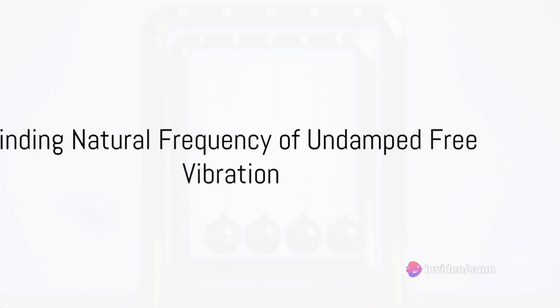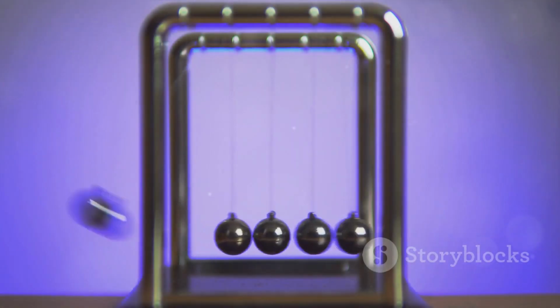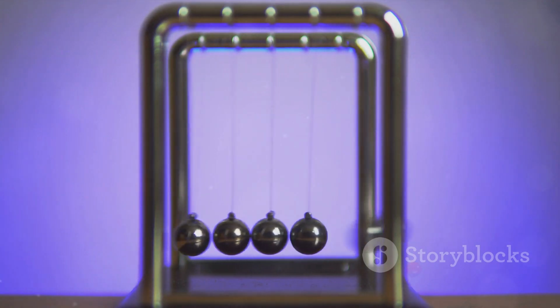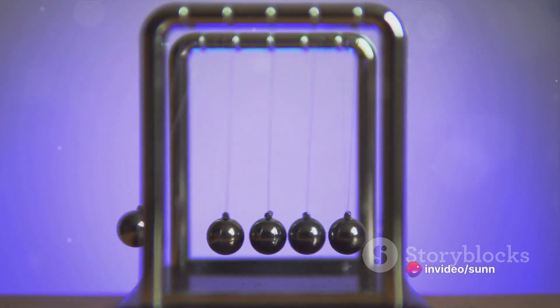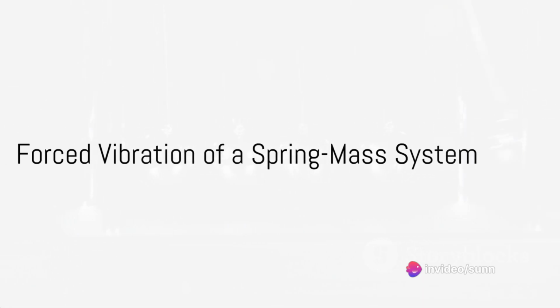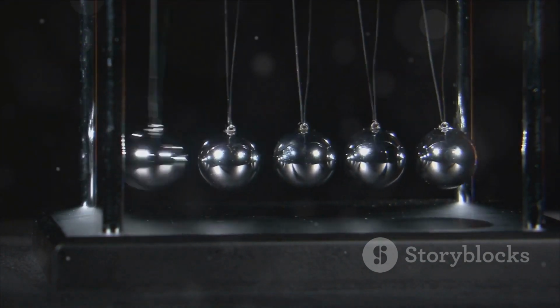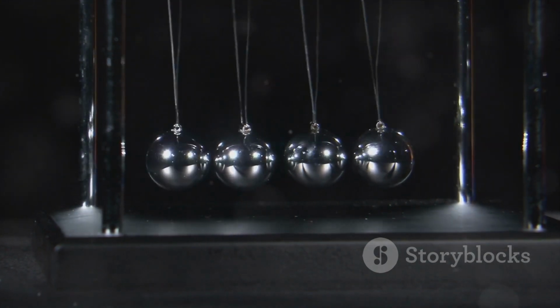The following experiment involves finding the natural frequency of undamped free vibration of an equivalent spring mass system. This is done by setting the system into motion and measuring the frequency of its oscillations. Next, we'll study the forced vibration of a similar spring mass system. Here, an external force is applied and the resulting vibration is observed and analyzed.